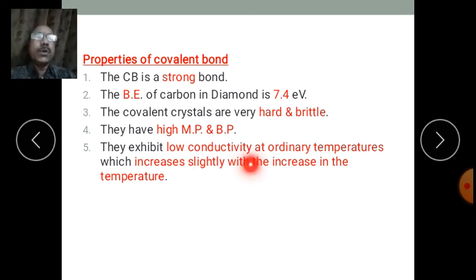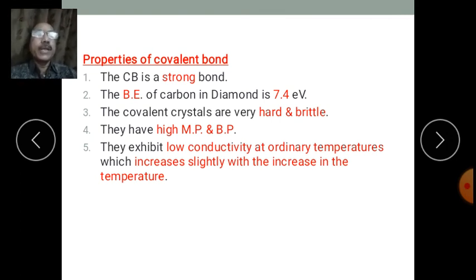They exhibit low conductivity at ordinary temperature, which increases slightly with an increase in temperature. As there are no free electrons, the conductivity of such crystals is low at ordinary temperatures, and it increases with increase in temperature.